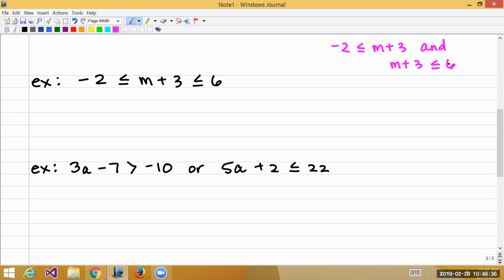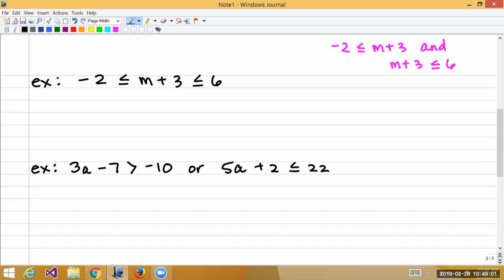So remember, with the intersection, we want everything that they have in common. But because the m plus 3 is common in both, we were able to write it like this. So we do the same thing. We still want to isolate the m. Whatever we do to isolate the m, we have to do to all three parts. In this case, we need to subtract 3. So we'll do that in all the parts.